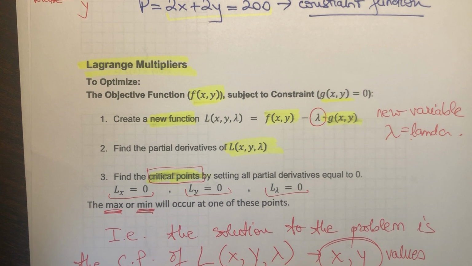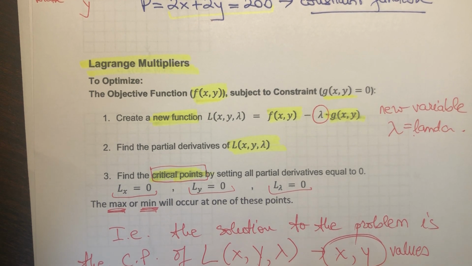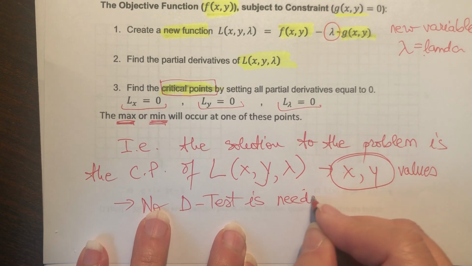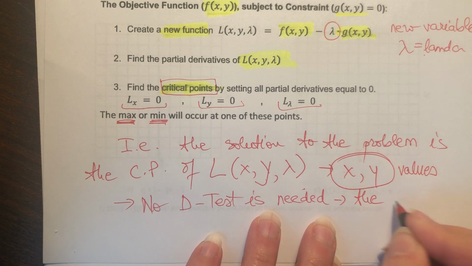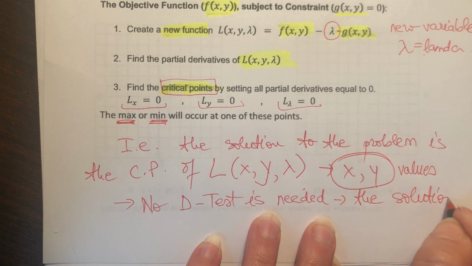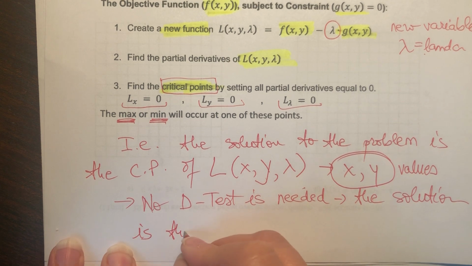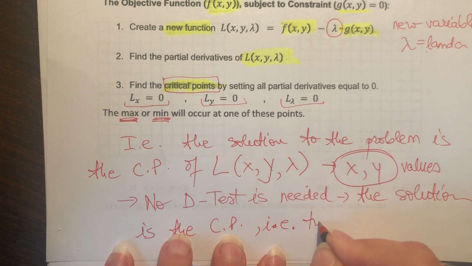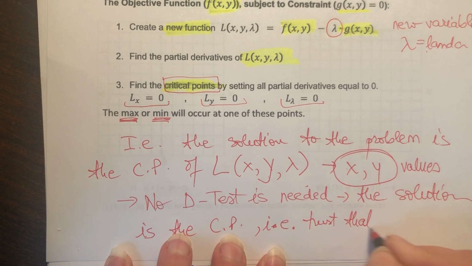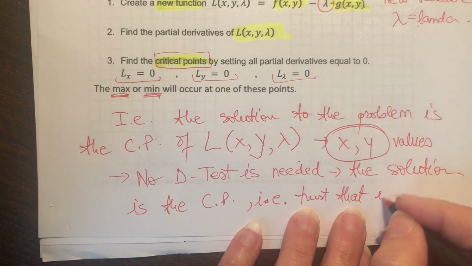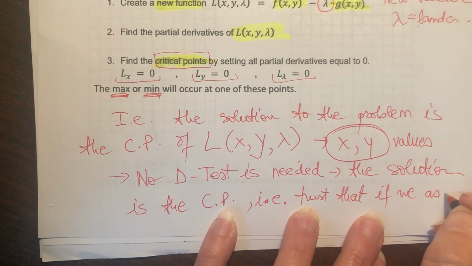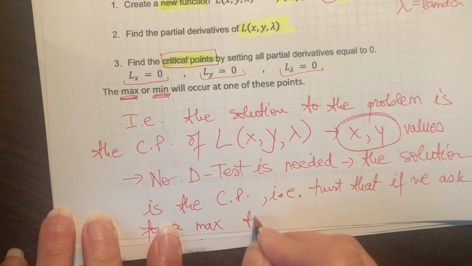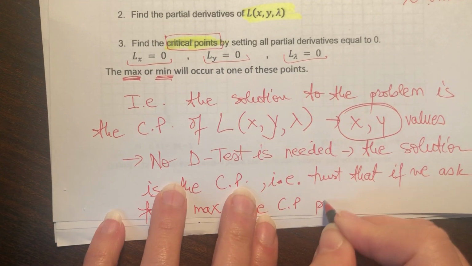No d-test is needed. Oops, sorry, no d-test is needed. The solution is the critical point. In other words, trust that if we ask for a max, the critical point produces the max.